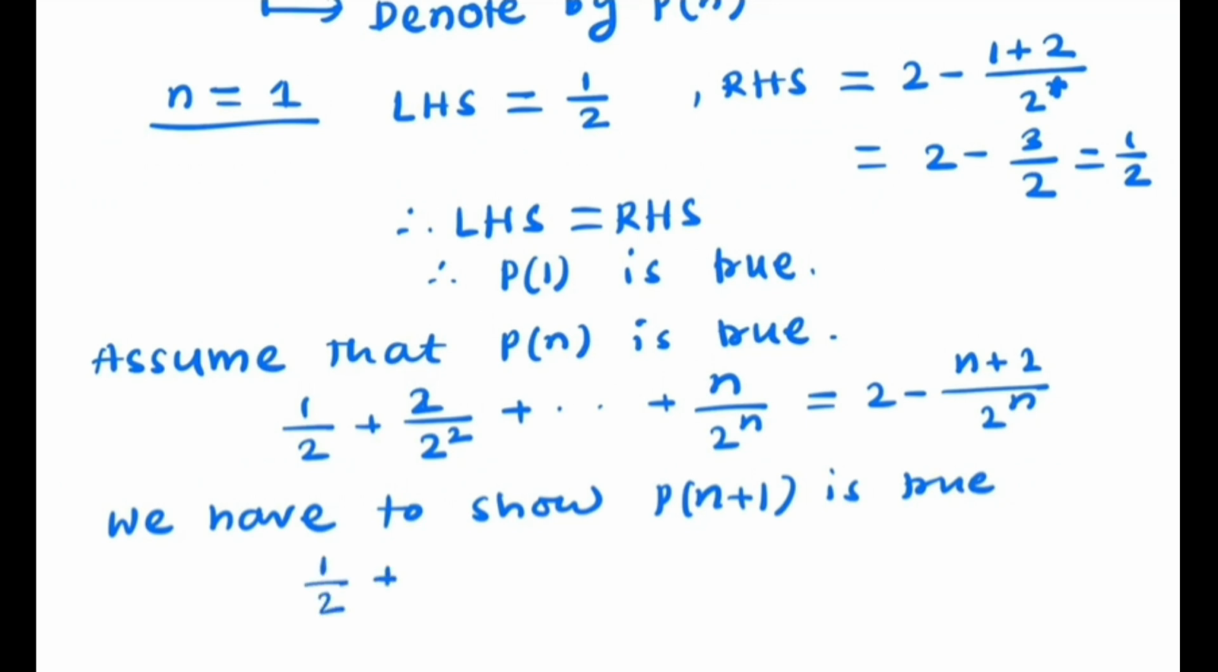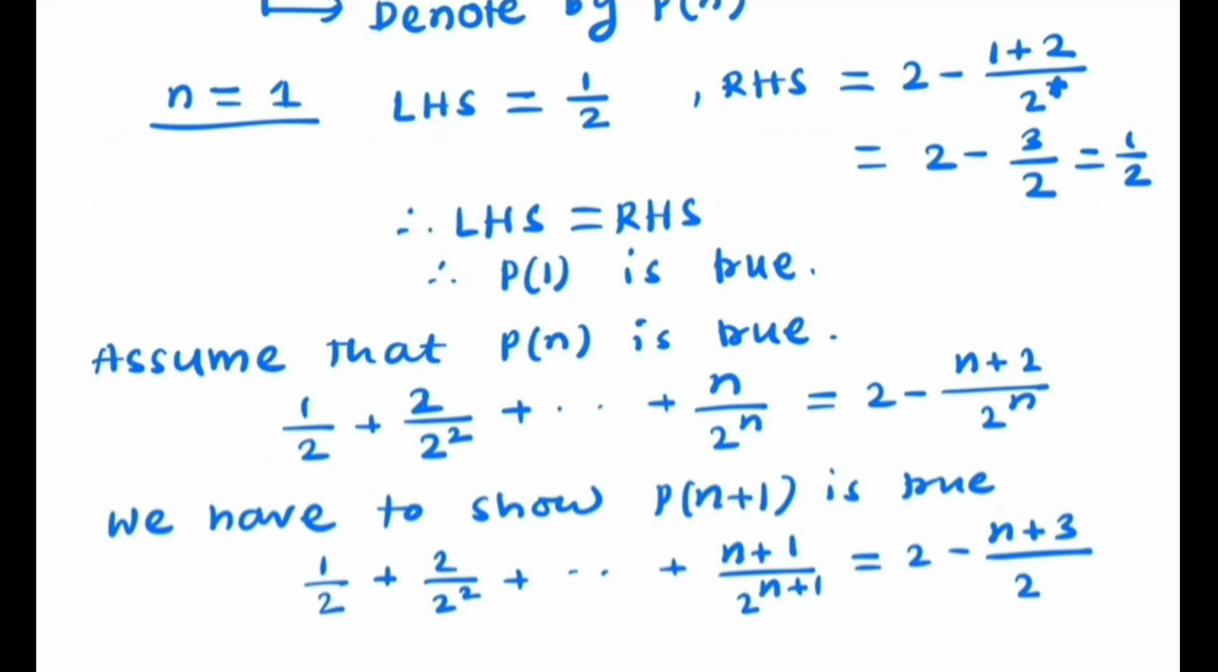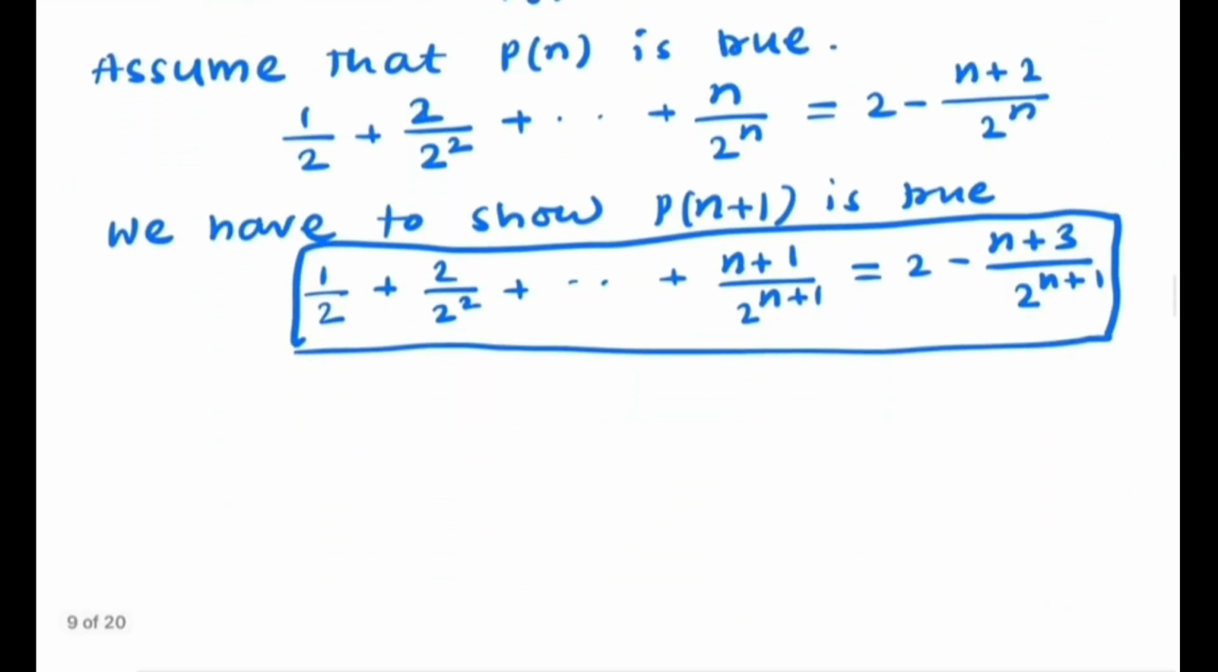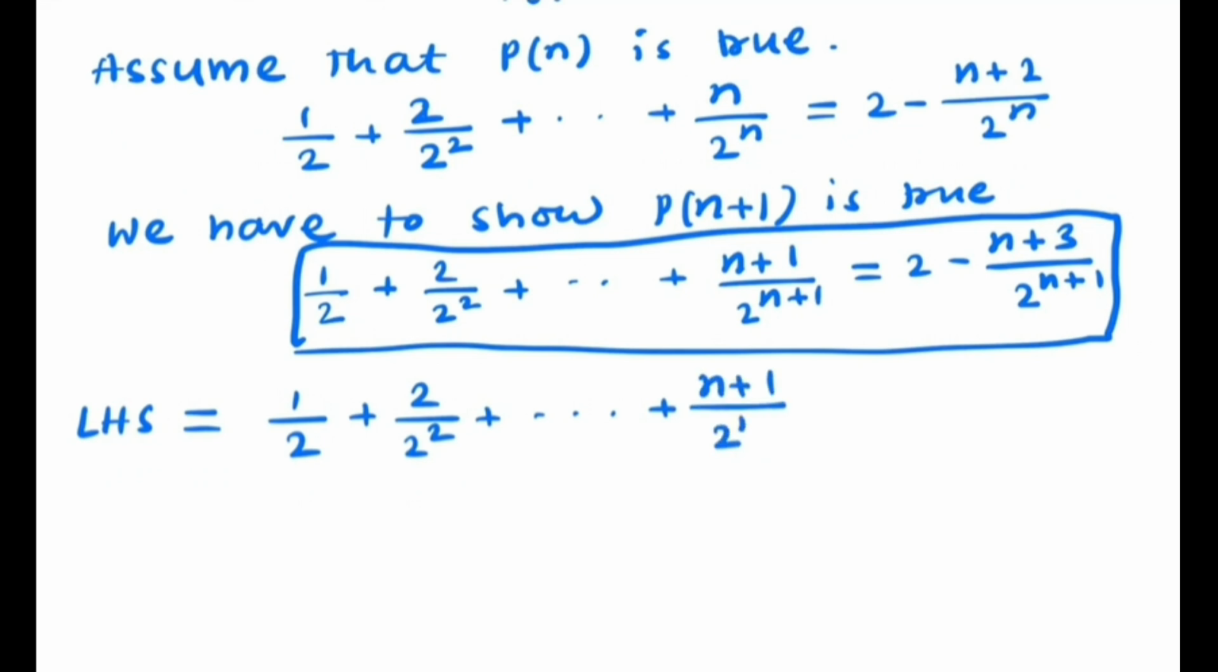Which is 1/2 + 2/2² + ... up to the n+1 term, (n+1)/2ⁿ⁺¹, is equal to 2 minus. So we put n+1 instead of n, so it will be (n+3)/2ⁿ⁺¹. So this we need to prove. Okay, so consider the left hand side. So left hand side here is 1/2 + 2/2² + ... + (n+1)/2ⁿ⁺¹.